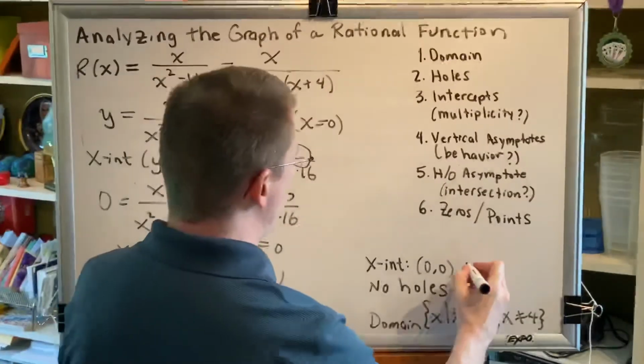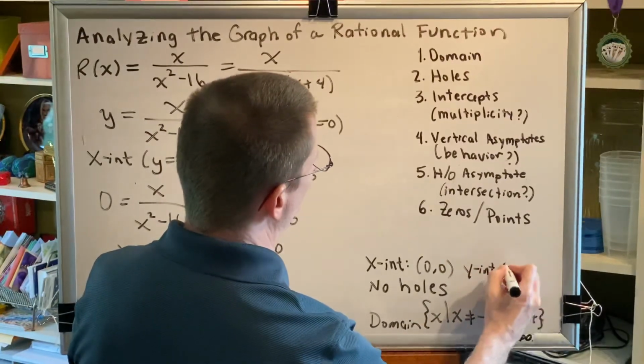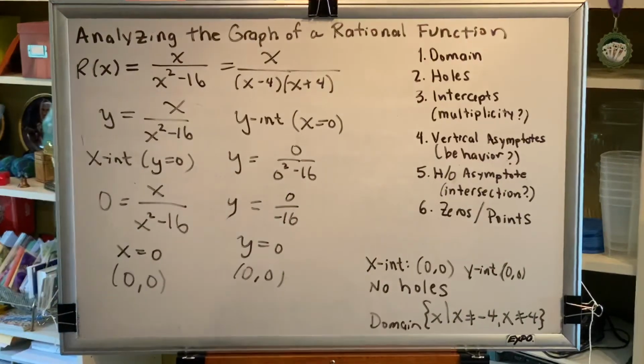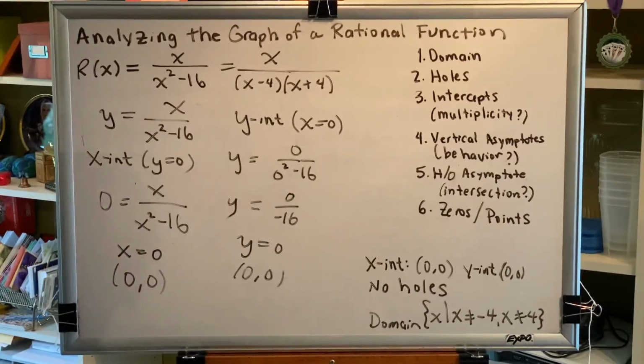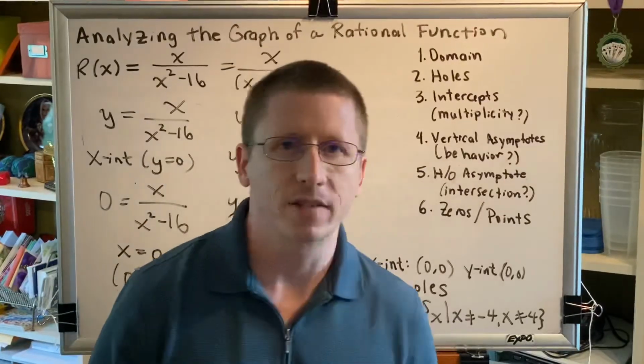So our x-intercept is 0, 0. Our y-intercept is also 0, 0. So there's only one intercept in this particular problem. All right, so we've completed steps 1, 2, and 3. We will continue on with the next steps in our next video.